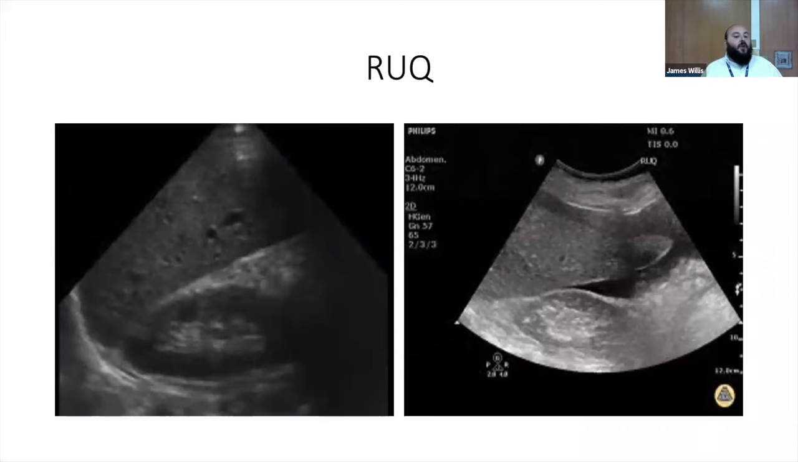This is the view of the right upper quad. You're looking to evaluate fluid in Morrison's pouch, which is the most dependent area. That's between the liver and the kidney. You're also looking to make sure that you get the diaphragm in view because you want to see above the diaphragm to evaluate for any fluid in the thoracic cavity. And just avoid the pitfall. Make sure that you identify the liver tip because that's where fluid starts to accumulate as well in the right upper quad.